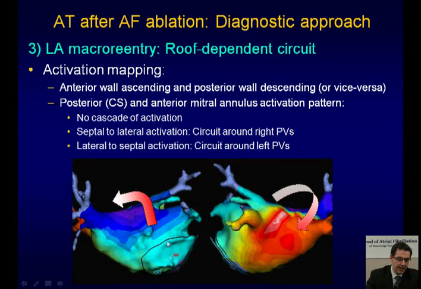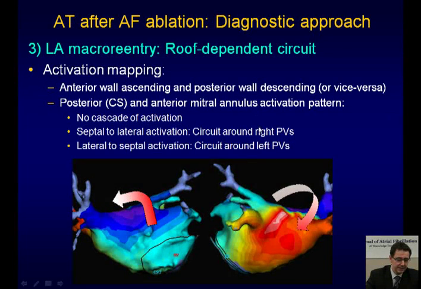In these cases, the activation mapping will show either the anterior wall of the left atrium will be ascending and the posterior wall will be descending, like in the picture shown here, when you have light blue going up to purple blue here, showing that the anterior wall is activated from bottom to top, and if you look on the posterior aspect of the left atrium, it's activated from top to bottom, which is consistent with a roof-dependent arrhythmia.